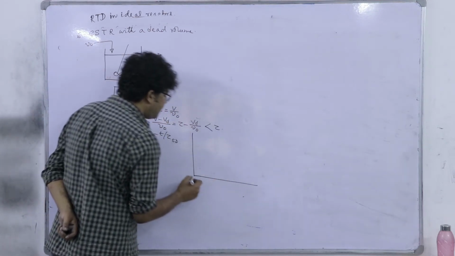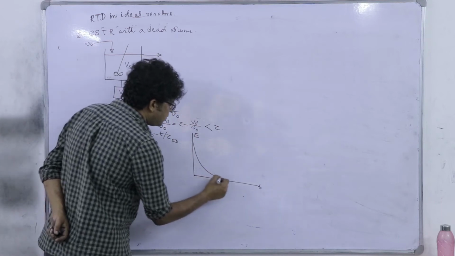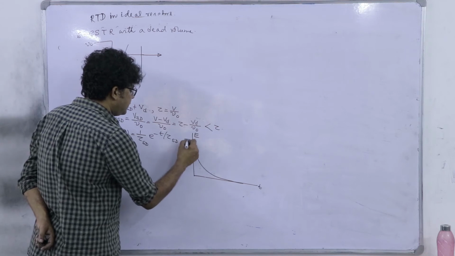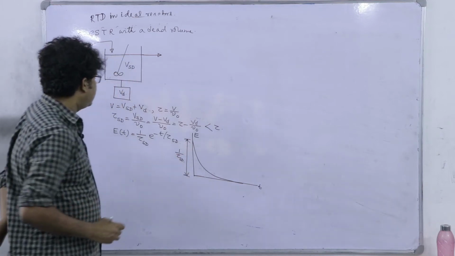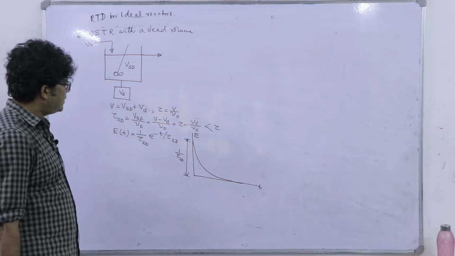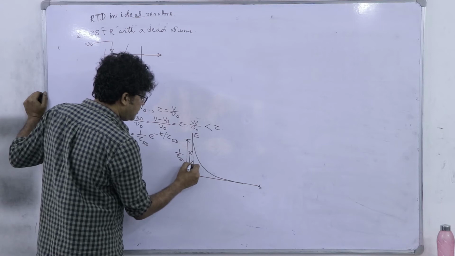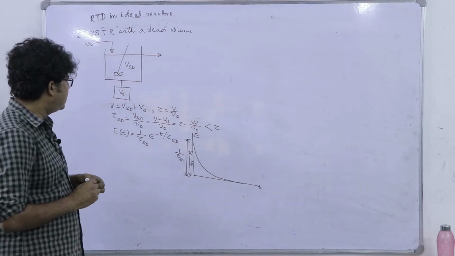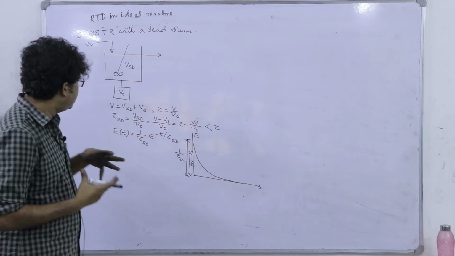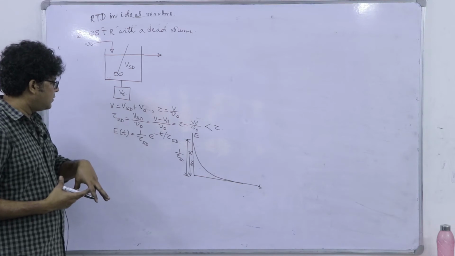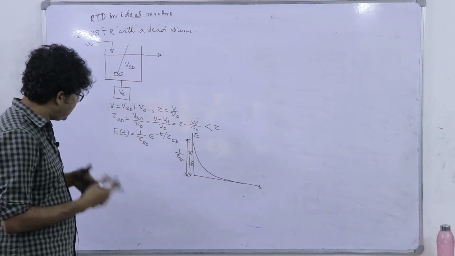So, the E curve at zero is 1 divided by tau SD. Now, tau SD is lower than tau, so 1 by tau SD is higher. This is 1 by tau, right, and this tau is higher. So, here the decay will be gradual. Tau SD is lower than tau, so 1 by tau SD is higher, and it is a negative exponential decay.